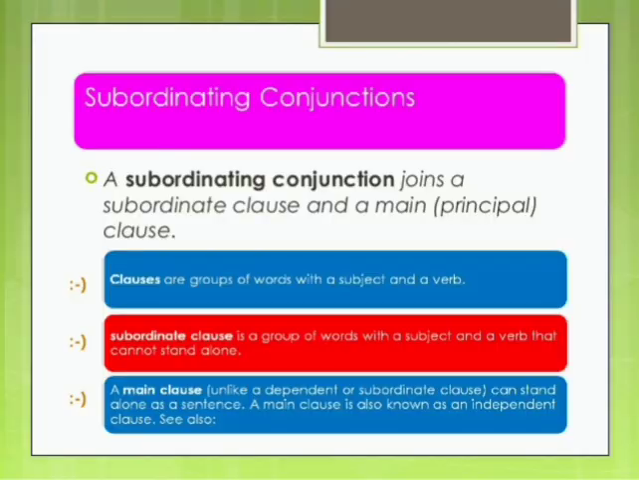Okay, so what have we learned? Subordinating conjunctions, basically today's topic. A subordinating conjunction joins a subordinate clause and a main clause or principal clause. Subordinate means here dependent, that is dependent upon another thing. Clauses are groups of words with a subject and a verb. A subordinate clause is a group of words with a subject and a verb that cannot stand alone. Subordinate means a dependent clause that cannot stand alone, but it has a subject and a verb.